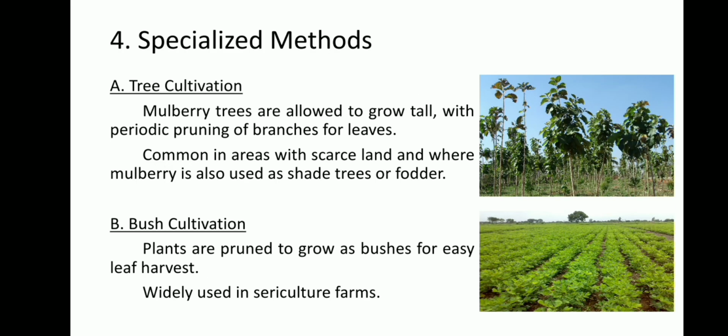Then specialized methods. There are 2 specialized methods. One is tree cultivation and the second one is bush cultivation. In tree cultivation, mulberry trees are allowed to grow tall with periodic pruning of branches for leaves. Common in areas with scarce land and where mulberry is also used as shade trees or fodder. Then bush cultivation. Plants are pruned to grow as bushes for easy leaf harvest, widely used in sericulture farms.